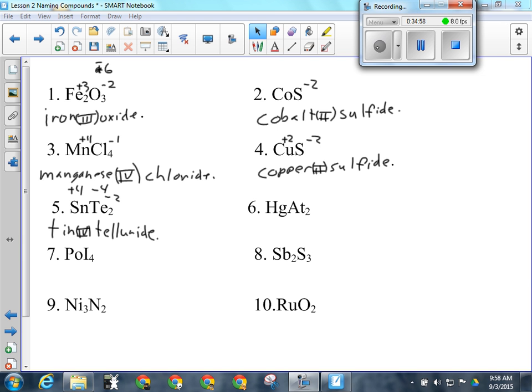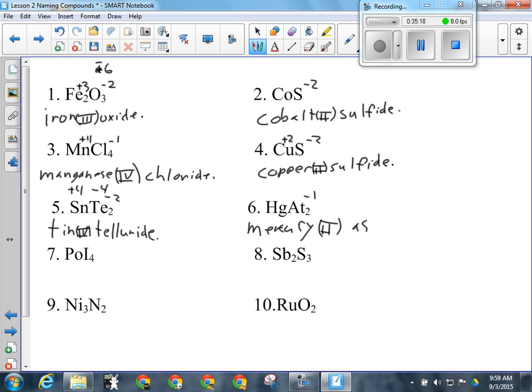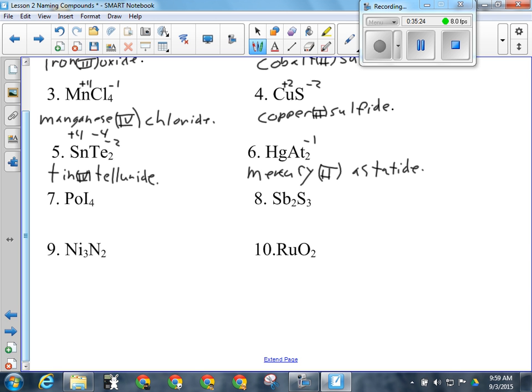For number 6, we've got mercury and astatine together. Astatine is -1, so that makes mercury a 2. So we've got mercury 2 astatide. For number 7, we've got polonium with iodine. Iodine's a -1, so polonium must be a 4.